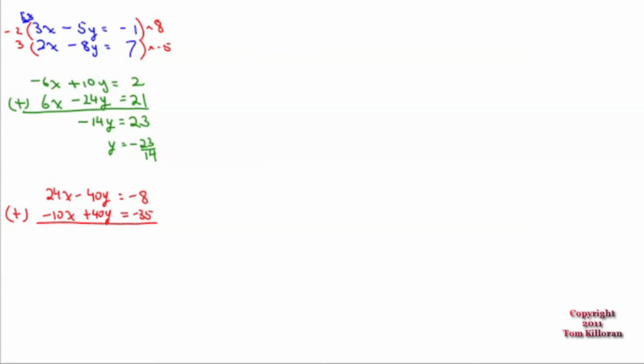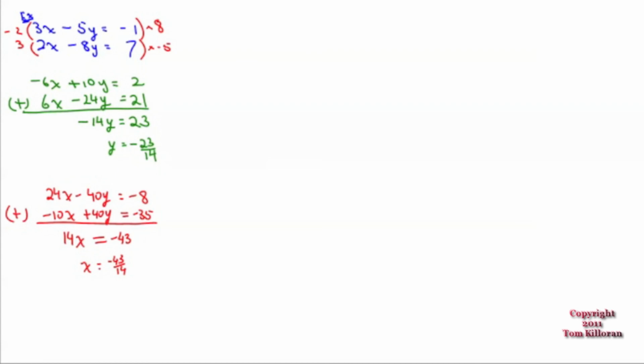So 24x minus 10x. What's cool is this turned out to be 14x. This one turned out to be 14y. They become sometimes the same number. Very common. Is equal to -43. And divide both sides by 14 and you get x is equal to -43/14. So by doing both of them, eliminating the x's and then eliminating the y's, we didn't have to work with fractions through the whole process until we got to the answers, which is actually kind of nice.